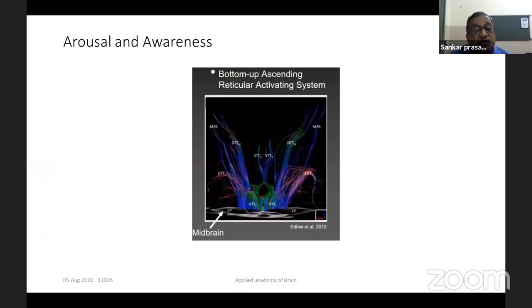So let's start with arousal and awareness. Arousal means a person's level of sensorium can dip and become comatose. The system that keeps us awake, from the midbrain upwards, bottom up, is the ascending reticular activating system. It is a large group of neurons, and their axons and tracts go up into the cortex. They get the sensory inputs from the periphery and keep us awake. This is the bottom-up ascending reticular activating system.